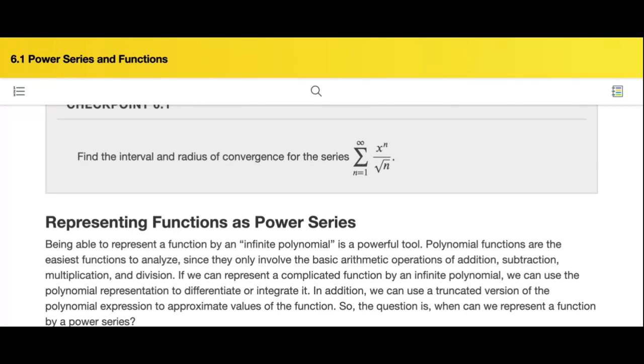Well, did we check? Okay, Paul checked at the -1. At the -1, we get -1 raised to n divided by square root of n, which is an alternating series. Yeah, radius of convergence is 1. So at -1 we got an alternating series. -1 to 1, yes.